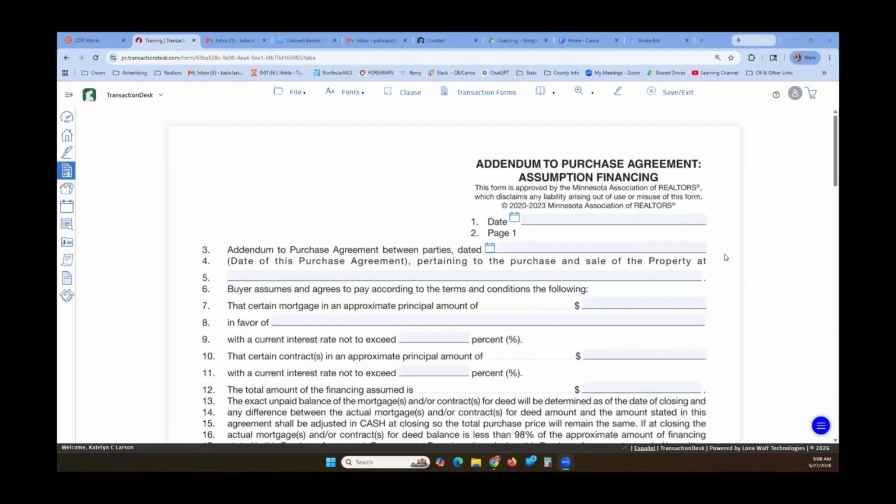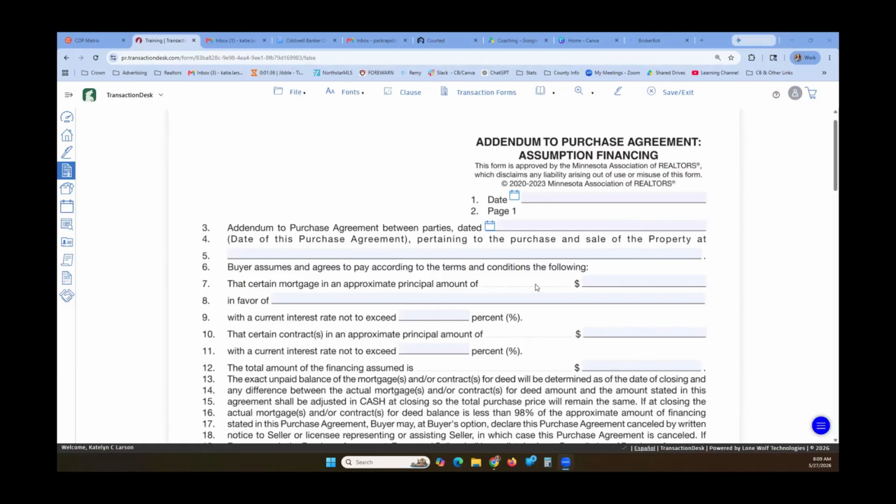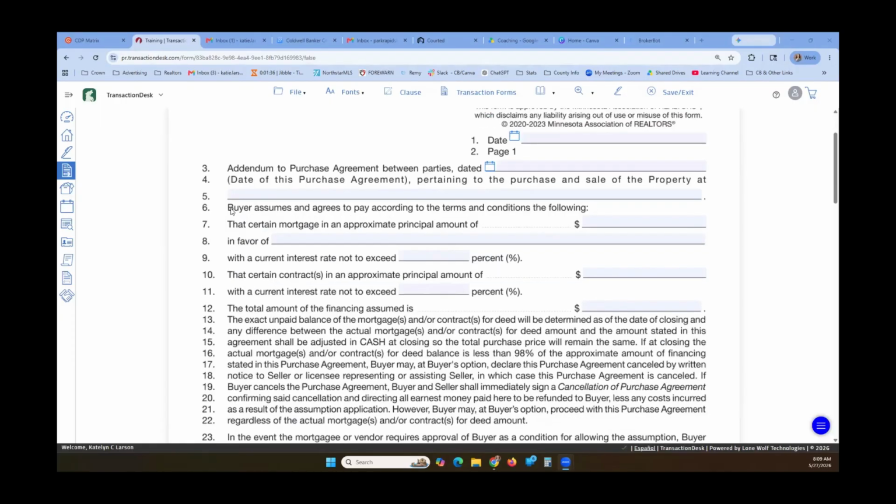First things first, line one is the date. The date you're filling this form out. Line three is the addendum to the purchase agreement between parties dated blank. This is your purchase agreement date, the date that you're filling out the purchase agreement. Pertaining to the purchase and sale of the property at blank. This is your address, right? We all know those things. That's easy. Line number six, buyer assumes and agrees to pay according to the terms and conditions the following.